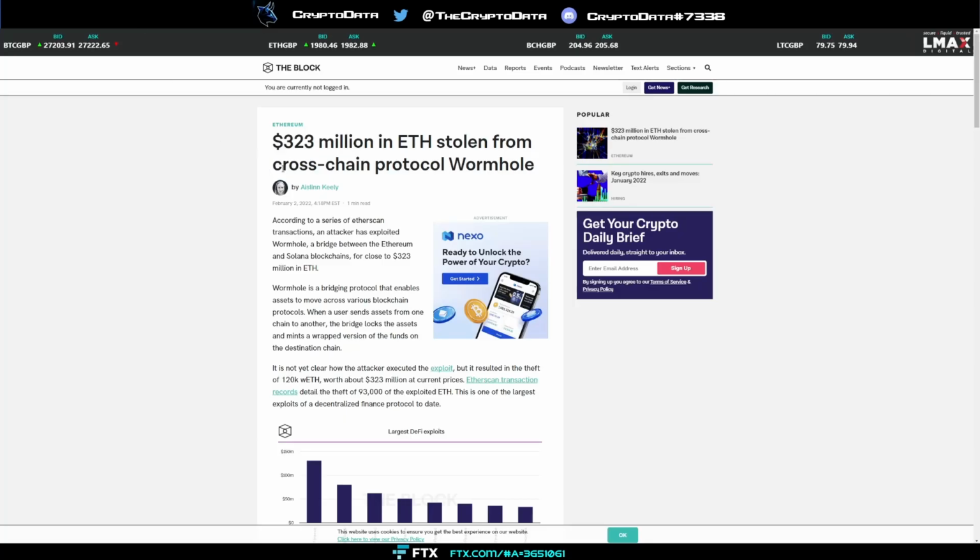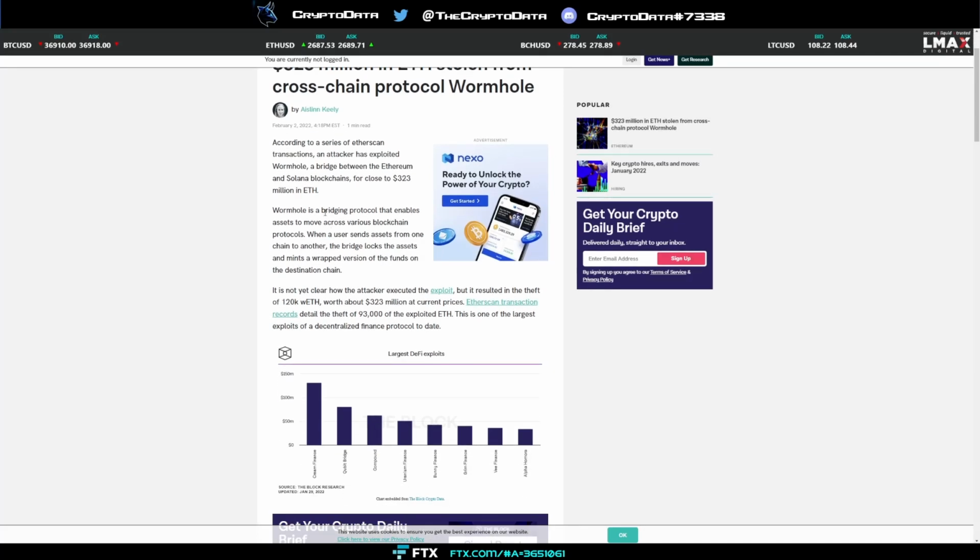So let's go over a news article, and it talks about the specifics of what exactly happened. So first of all, 120,000 ETH is over $320 million. It's one of the biggest hacks in crypto to date. Now it talks about what Wormhole is. It's basically a bridge protocol that enables assets to move across various blockchain protocols. When a user sends assets from one chain to another, the bridge locks the assets and mints a wrapped version of the funds on the destination chain. Now, I'm going to say why this is important for wrapped Ether and about protecting yourself in a bit.